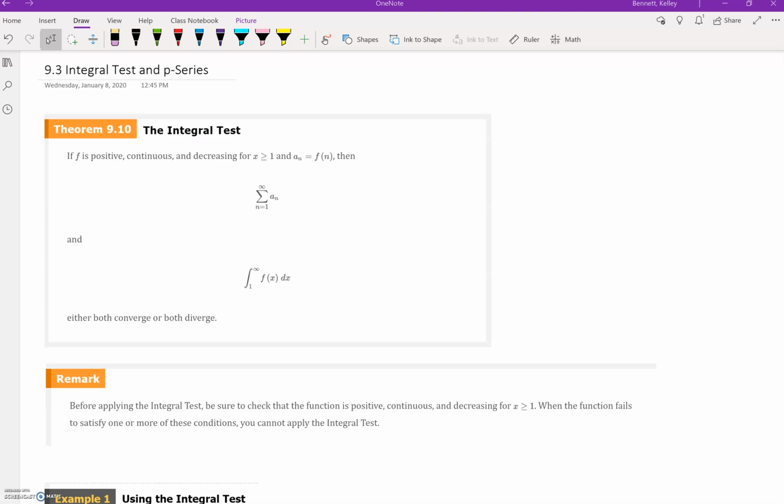Hi everybody, welcome to the lecture for 9.3. We're going to be going over the integral test and the P-series test. So to start, let's talk about the integral test.